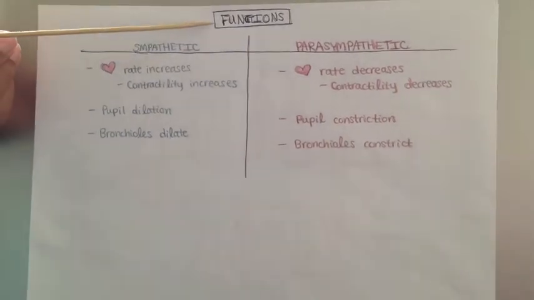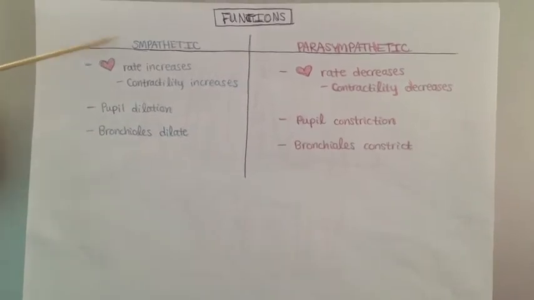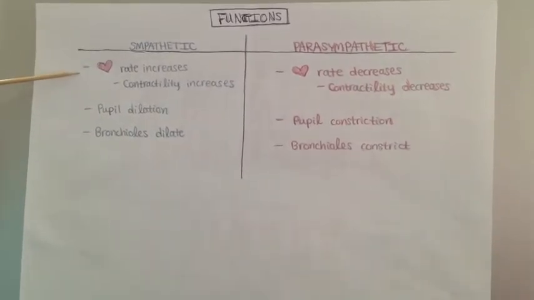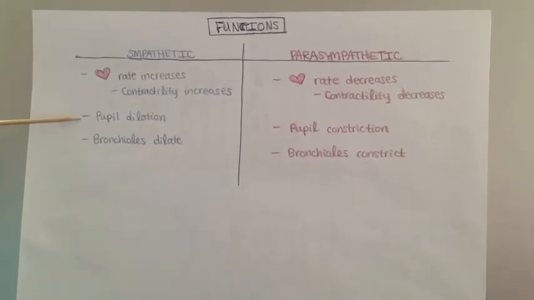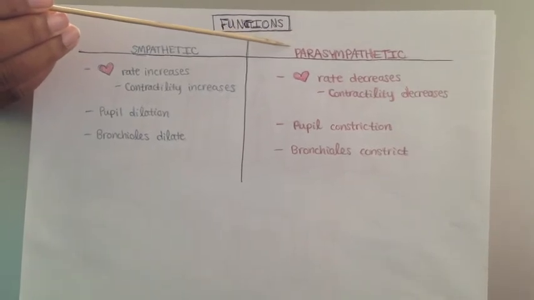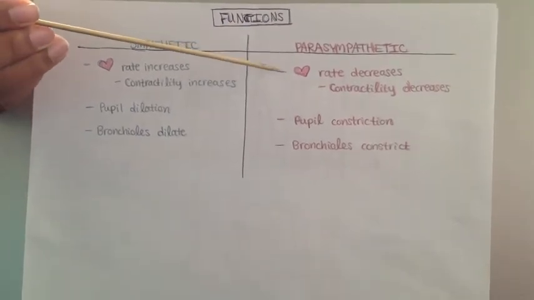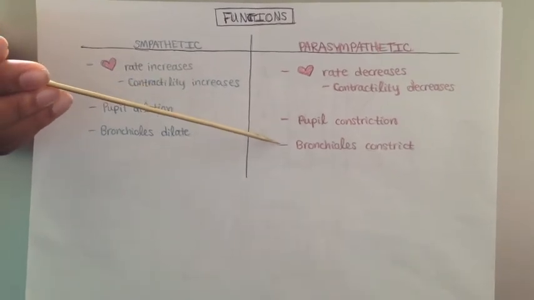Now let's look at functions of the autonomic nervous system. In the case of the sympathetic nervous system, we have heart rate increasing, contractility increasing, pupil dilation, and bronchioles dilating. In the parasympathetic nervous system, we have heart rate decreasing, contractility decreasing, pupil constriction, and bronchioles constricting.